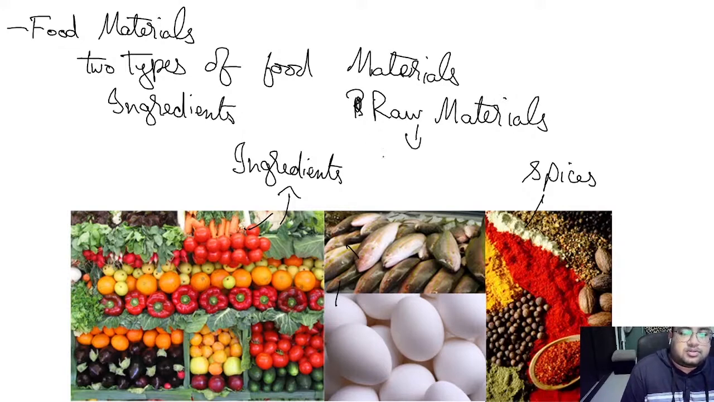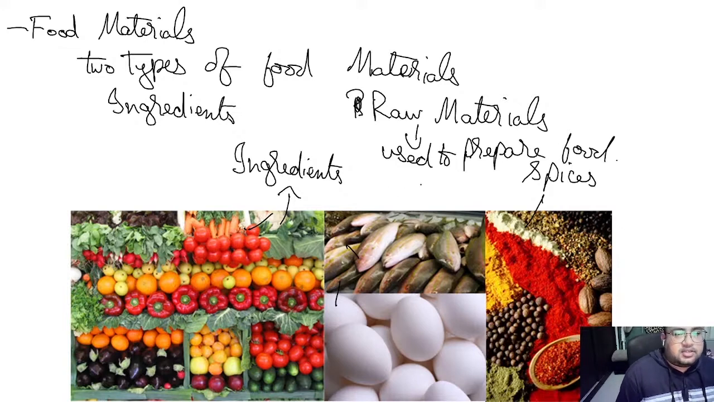Raw materials used to prepare food, okay? You can ask your parents, like you can ask your mother how food is prepared, so how difficult it is, okay? The ingredients should be clean and they should be cut properly and added, and spices, everything. So, a food is prepared by using the raw materials. So, these are known as raw materials. Okay, everything in this image is known as raw materials.